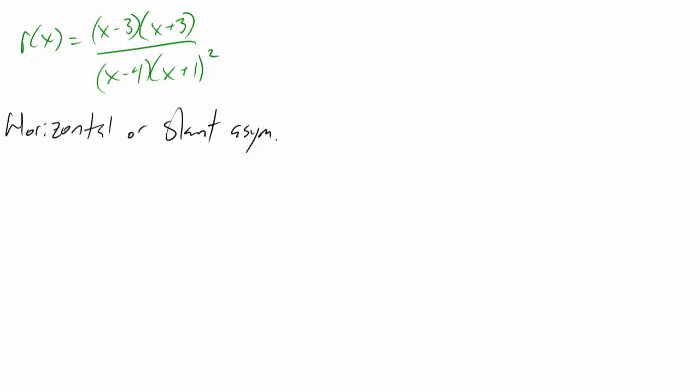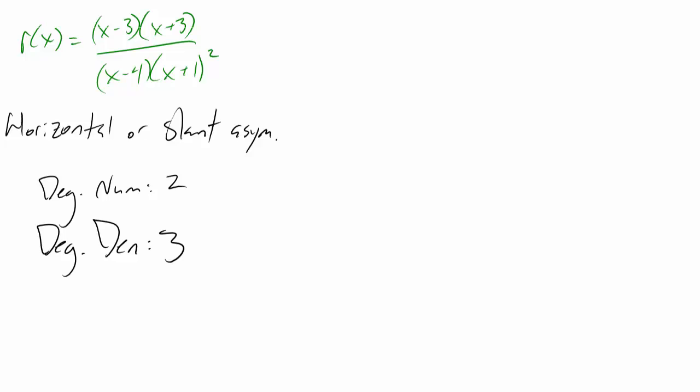Now the way we're going to make that determination is by just taking a look at the degree of the top part of our fraction and comparing it to the degree of the bottom. In the numerator, if we were to multiply this all the way out, we would wind up having a degree of 2, versus our denominator, which would have a degree of 3.